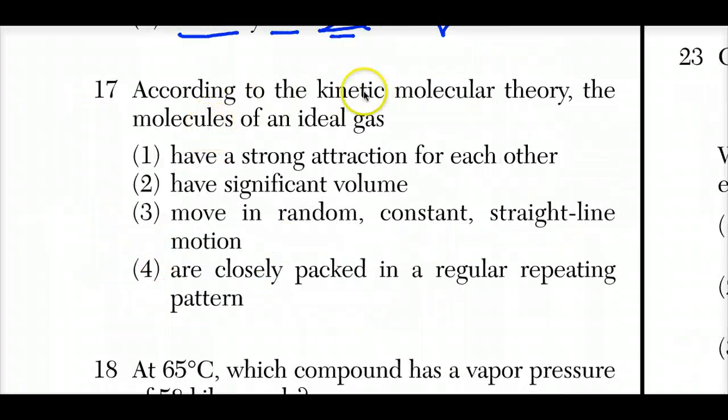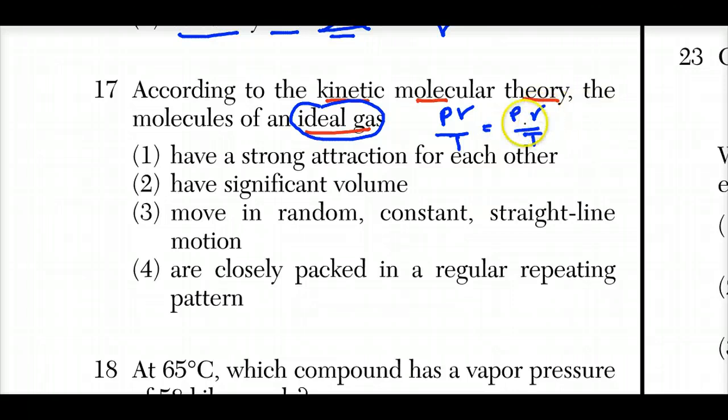Number 17, according to the kinetic molecular theory, the molecules of an ideal gas. The kinetic molecular theory is a set of conditions that a gas must follow in order to be acting ideally. Now, an ideal gas follows the gas laws perfectly. P1V1 over T1 equals P2V2 over T2 is a nice calculation where we can calculate the new volume, new pressure, new temperature when conditions change, assuming the moles of a gas stay constant. And the temperature, of course, is in Kelvin.